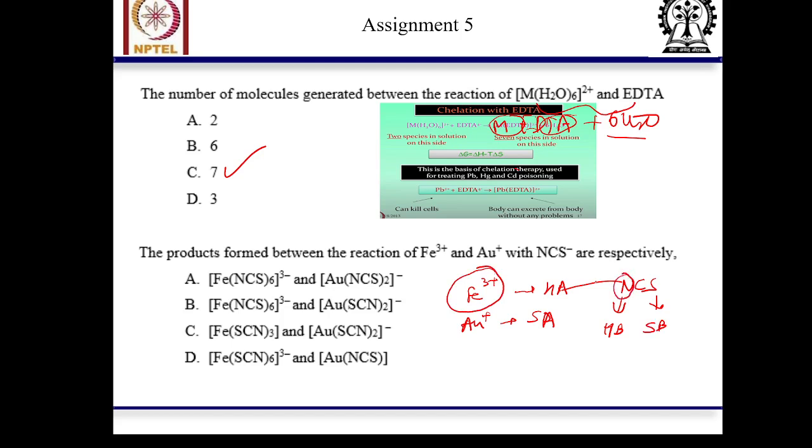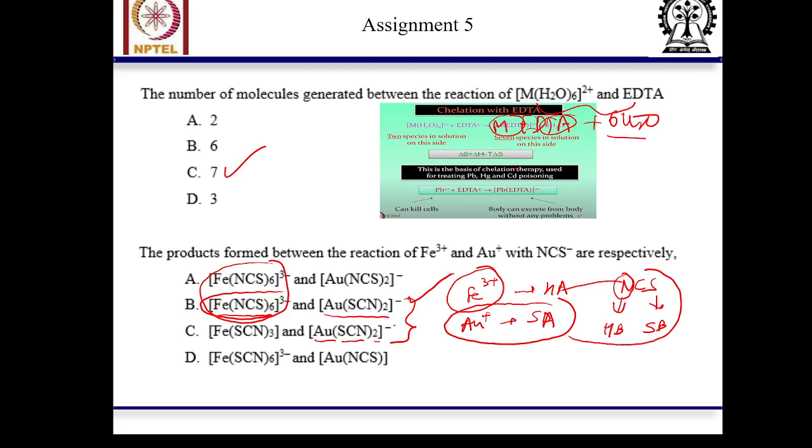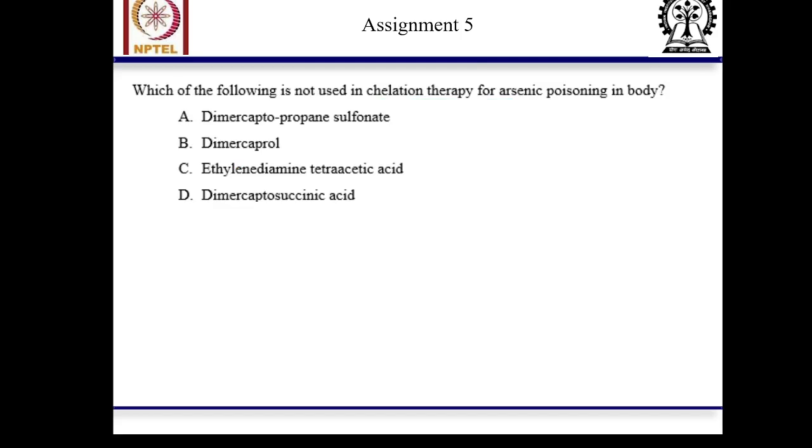So we have to see where iron binds with N. If you see iron, NCH3, here it is bonding through N. These two might be the answer. Now gold is a soft acid. It will bind through the S. So these two will be the candidates. Well, Au(SCN)2 minus, Au(SCN)2 minus. So this is the correct answer if we compare between A, B, C.